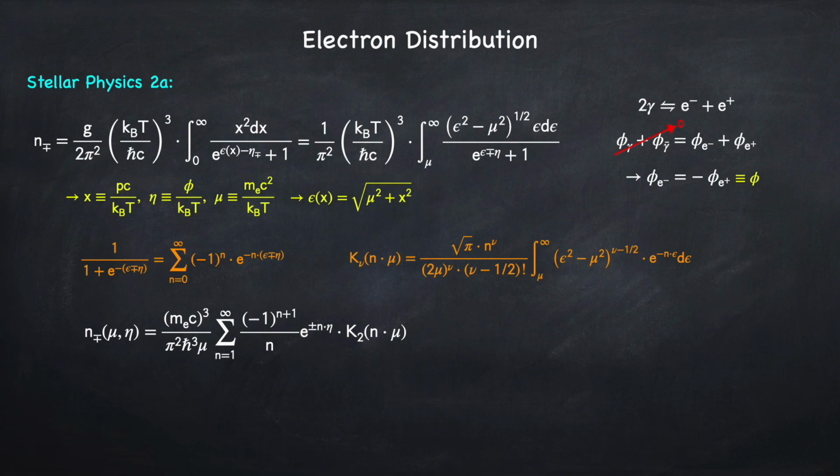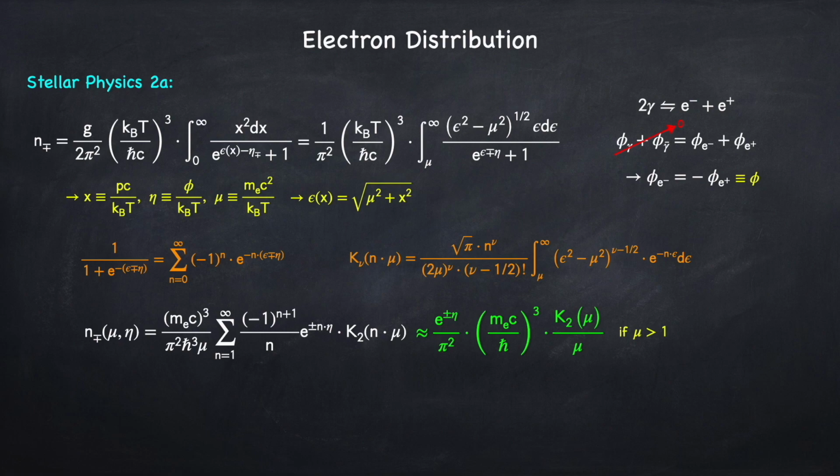Now you may be looking at this and thinking this doesn't look any simpler than what we originally had, but there are a couple things to note here. First, Bessel functions are known. So the value of K2 here, which is the second order modified Bessel function, can just be looked up. Then we have this pesky infinite sum here, but we're going to make an approximation. We're going to say that we can just take the first term of this sum as long as mu is greater than 1, meaning as long as the electron mass is greater than the temperature.